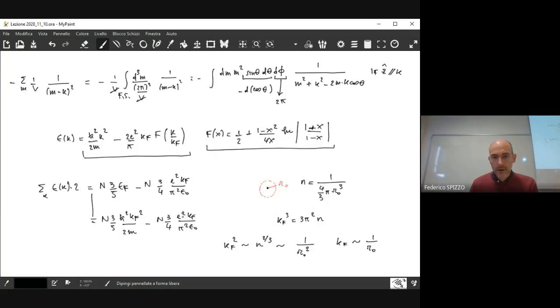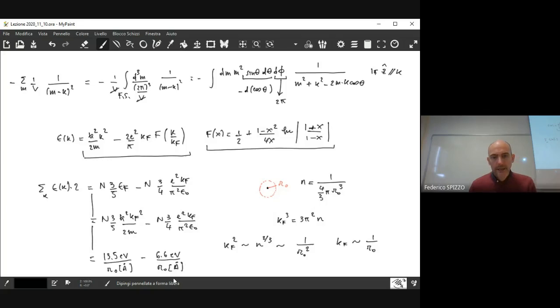If you make all the calculations, write down h bar, the value of h bar, electronic mass, electronic charge, and so on, you find this expression that is 13.5 eV divided by R0 expressed in angstroms minus 6.6 eV divided by R0 expressed in angstroms.